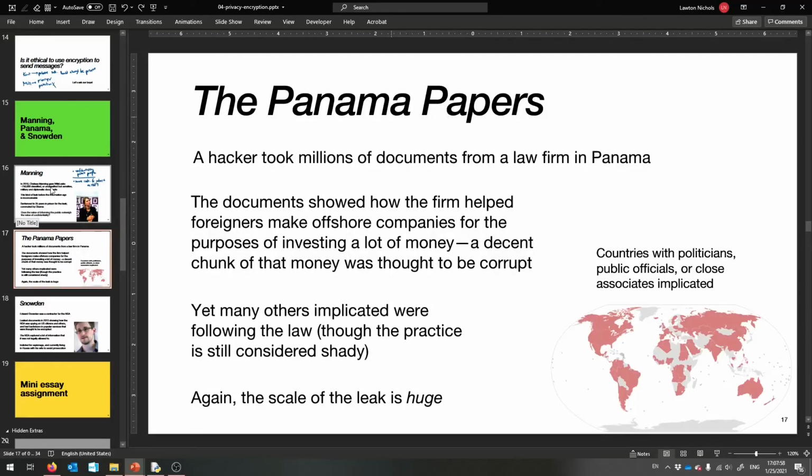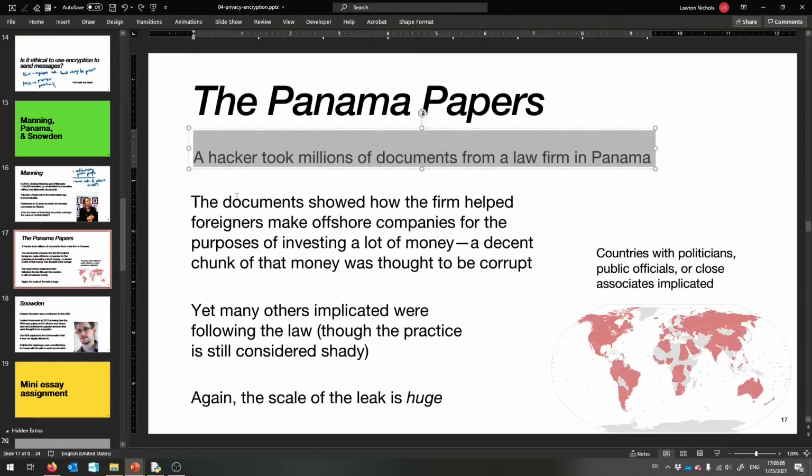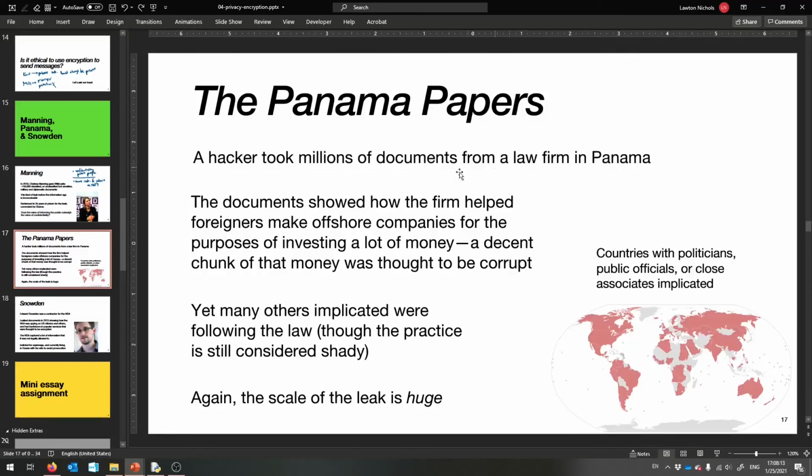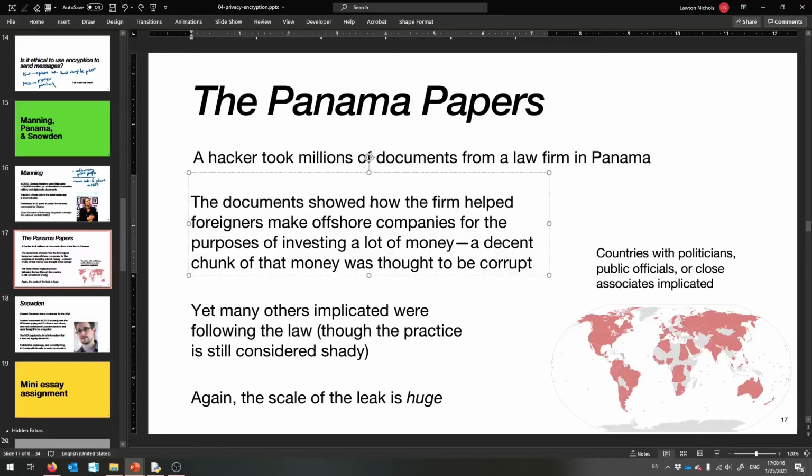Let's now talk about another huge leak, the Panama Papers. So there was, once upon a time, a hacker who took not just a few 100,000, but millions of documents from a law firm in Panama. And the documents showed how that firm helped make offshore companies for foreigners, people who didn't actually live in Panama, usually for the purposes of investing a lot of money. And people thought that most of that money was corrupt, okay?